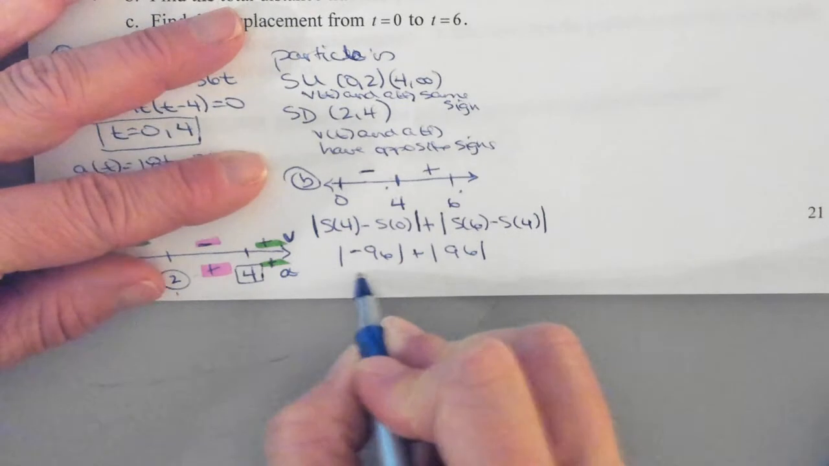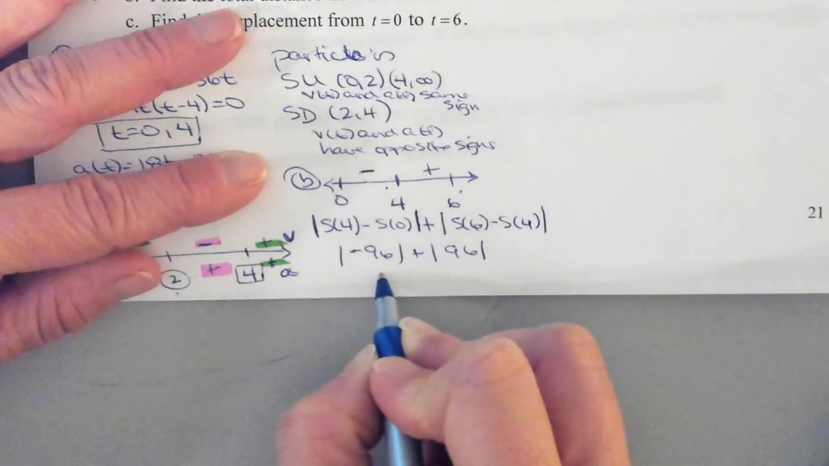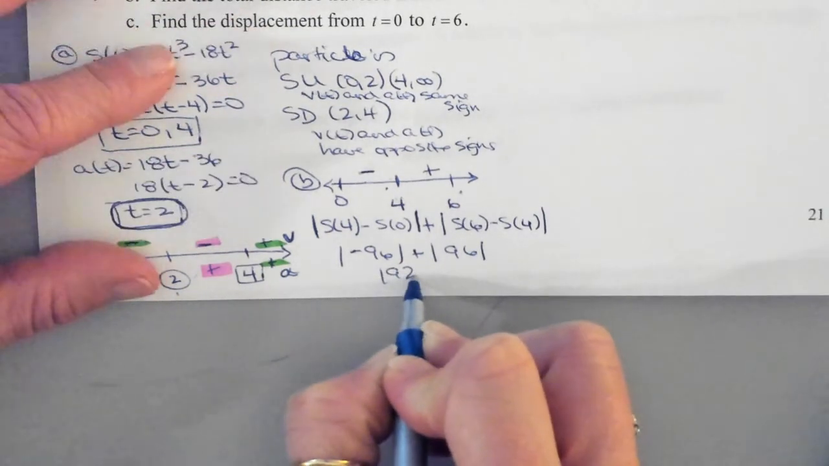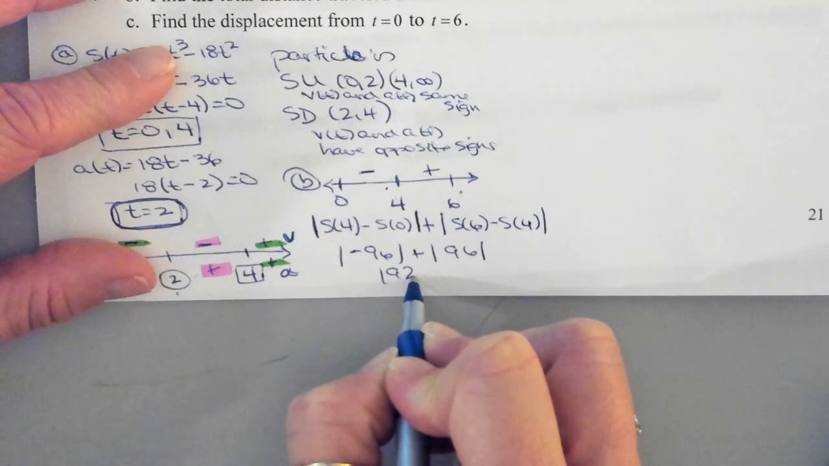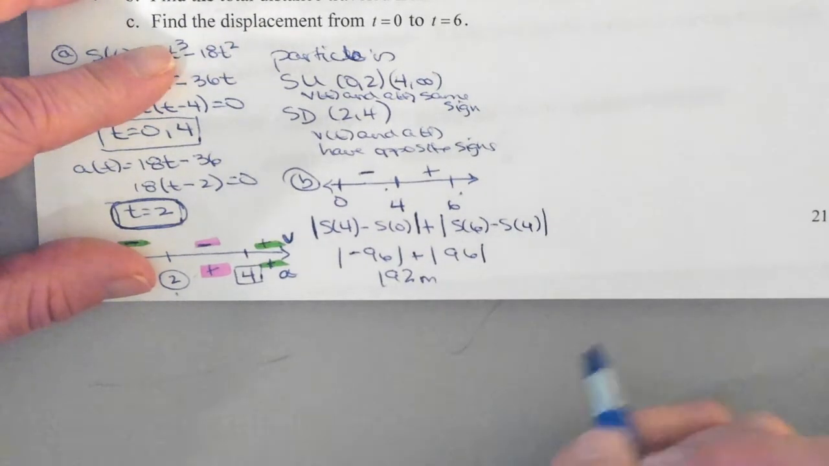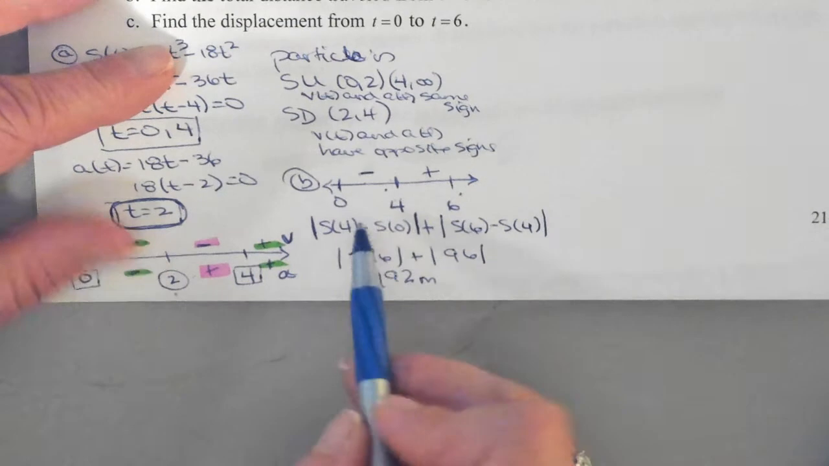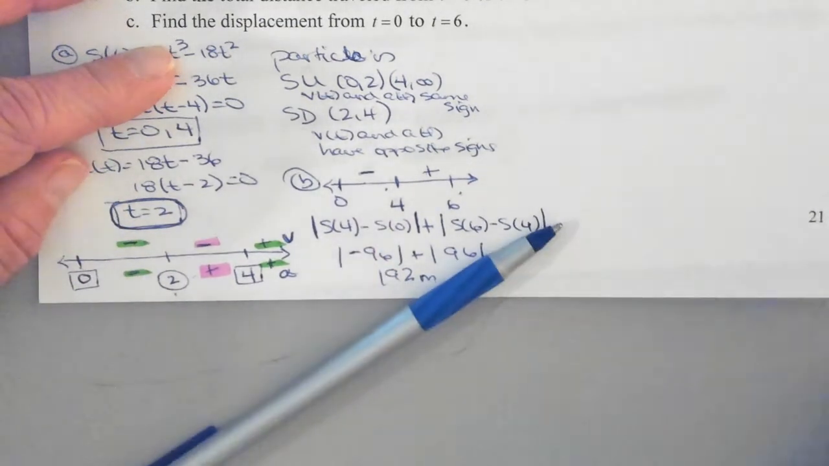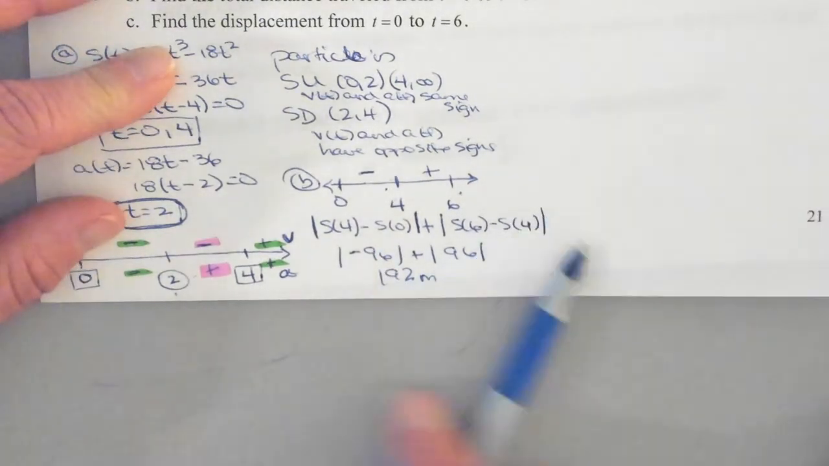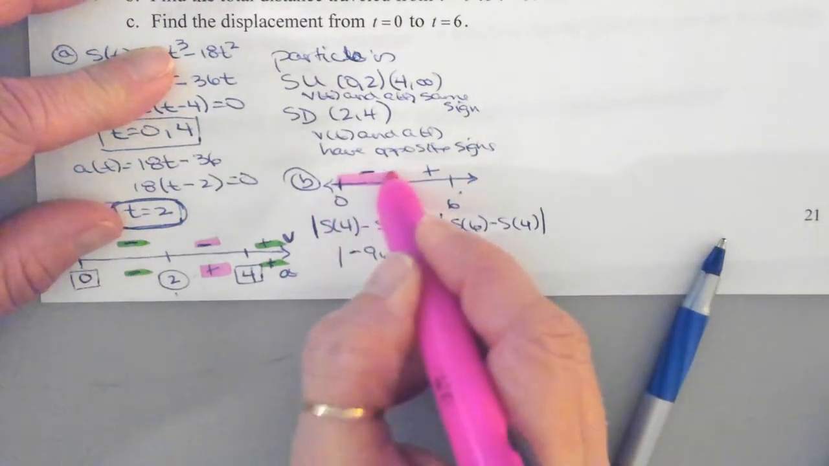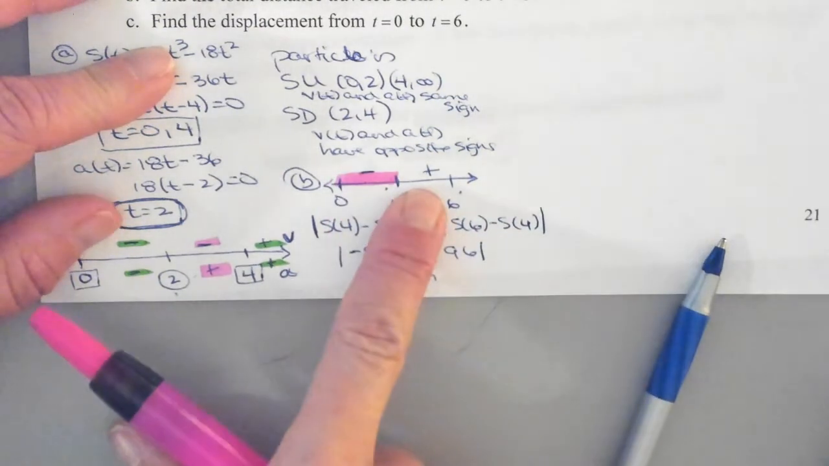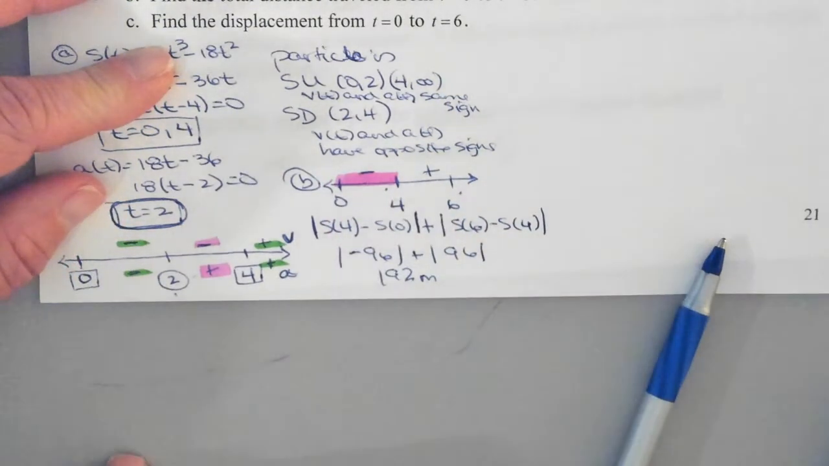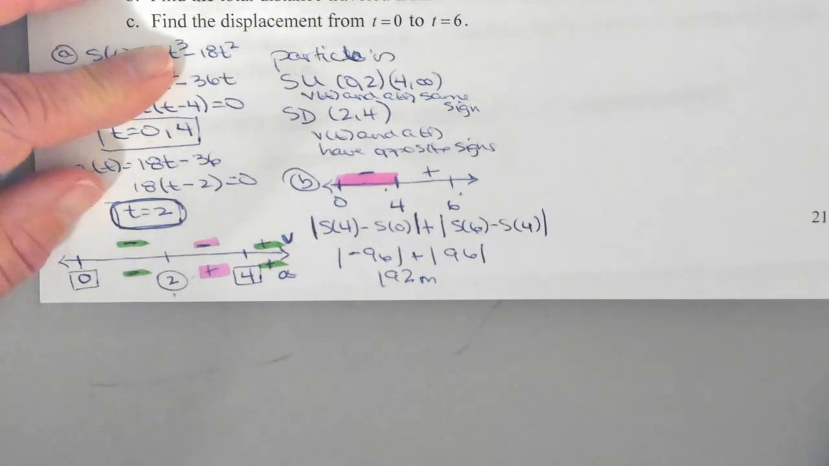So what's my total distance then? 192. Can we say meters? Just because. Do you understand why? The biggest part is because we had to make sure that we didn't get a negative value here. Even if we didn't take the absolute value, we wouldn't get a negative here, so it doesn't matter, but we did it anyway.